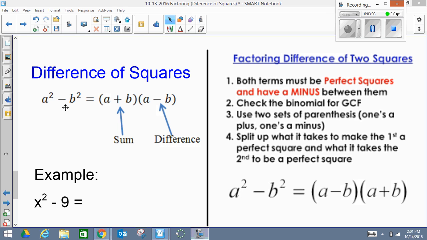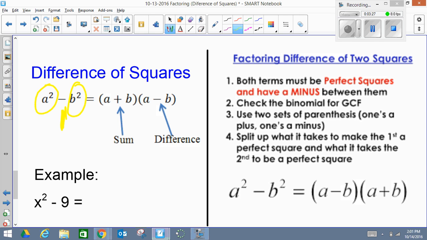The idea is that you have a squared minus b squared. So technically this would be your difference of squares. Why is it called a difference? Because you have a minus right there in the beginning. Why is it called the difference of squares? Because the a is to the second power, which is a squared, and the b is squared, b squared. So difference of two squares. That's where the name comes from.